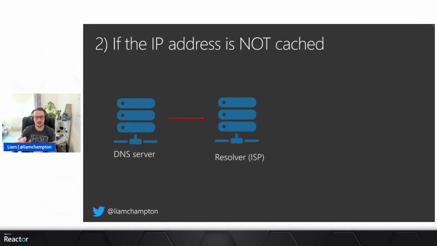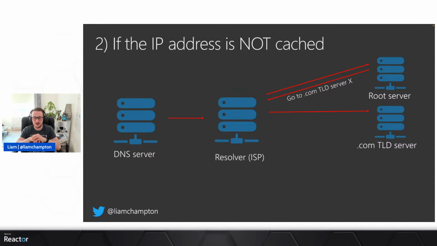It doesn't have it. So the resolver now takes over and goes to the root server and says, hey, what is the IP address of google.com? The root server says, I don't know, but I do know the top level domain server for .com. You can see this hierarchy breaking down now.